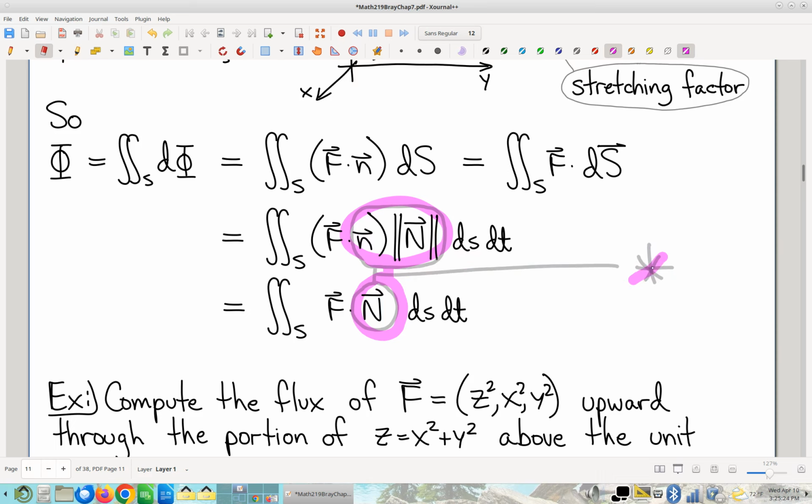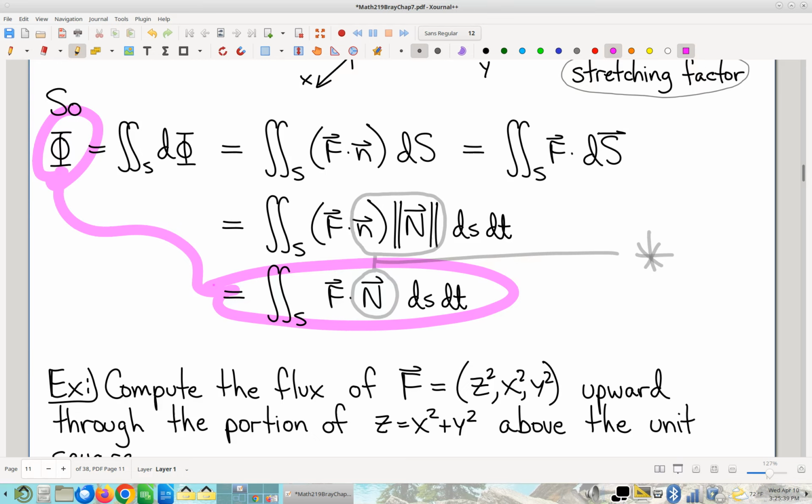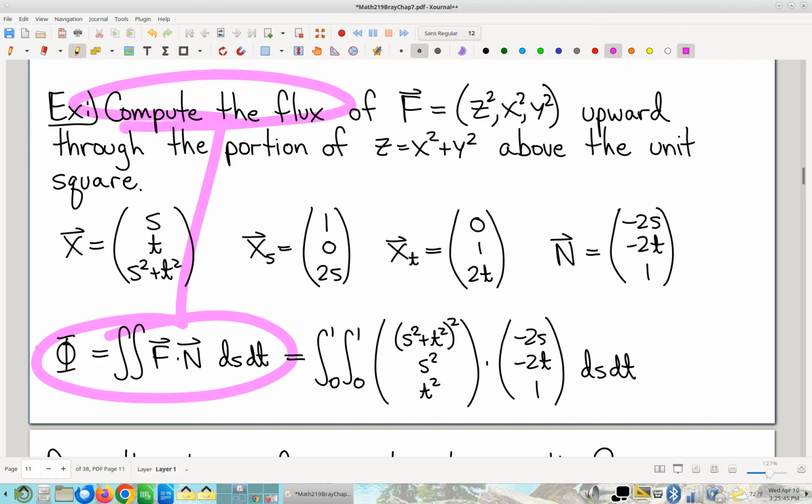Okay, so taking this formula, we now have a parameterized formula for how to compute flux. You want to compute flux? Okay, plug and chug right here. So let's do one. This is a quickie. Again, it says compute the flux, so we recopy that formula we just wrote down.